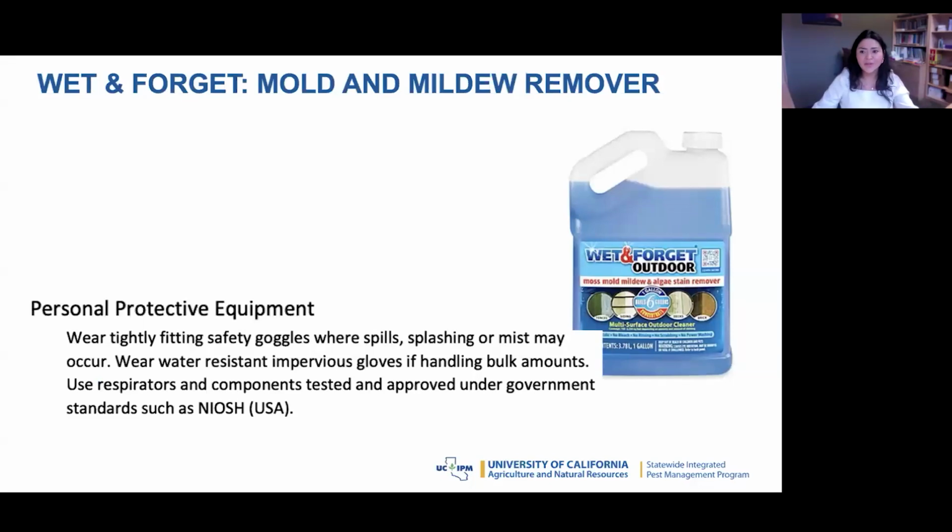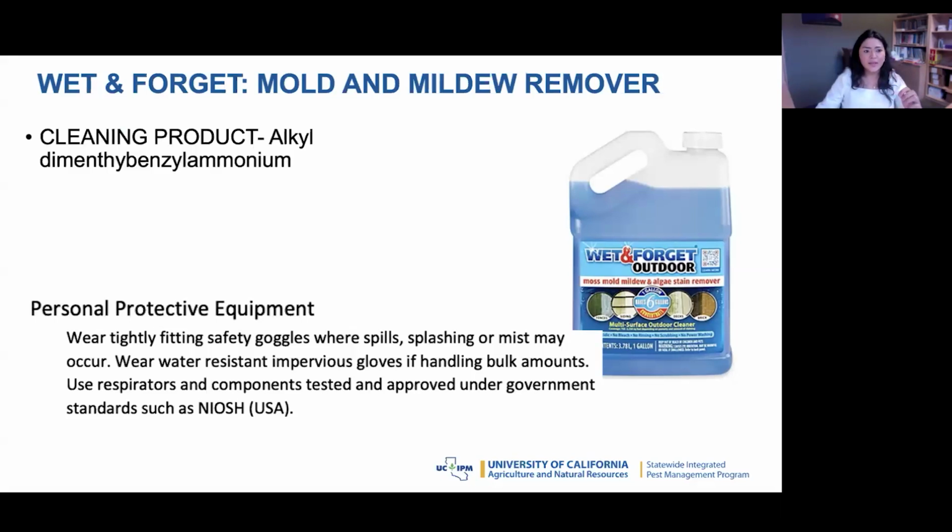Another product that I also found after the research I was doing for this presentation is the Wet and Forget mold and mildew remover. So, this is again another one of those harsh chemicals that are available at the store that you can purchase without a permit. The active ingredient is alkyl dimethyl... it's so hard to pronounce, right? So we already know that it's going to be in high concentration. It has a warning signal word.